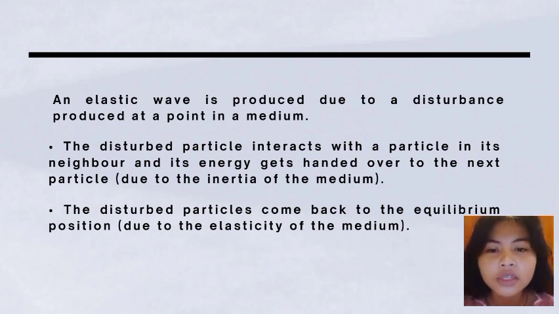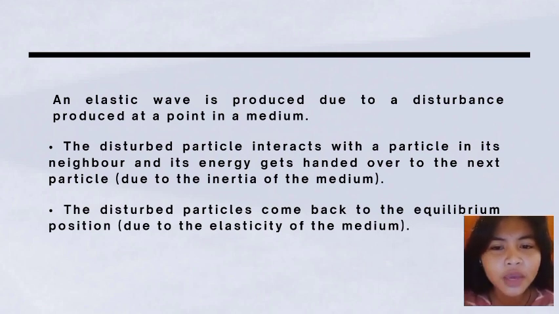So the very first one is that the disturbed particles interact with the particles in their neighborhood, and their energy gets handed over to the next particles due to the inertia of the medium. So what is meant by that? Let us bring back our earlier example, which is when we throw a stone in a pond. So what happens in there again?